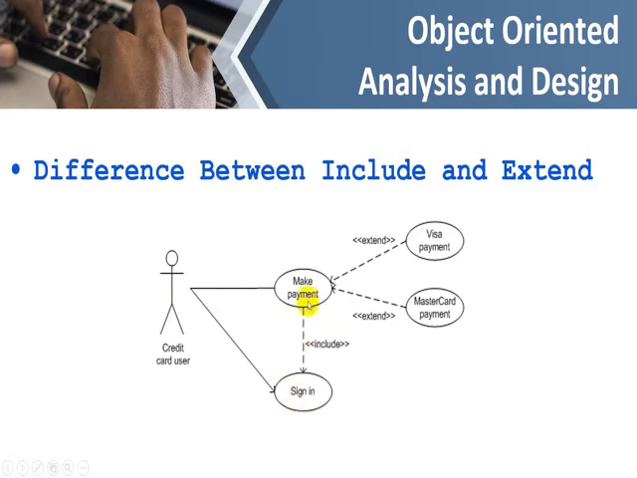And similarly, if he wants to make the payment, it is either, because here we have the extend. So that means he can do this or he may not do this. So now check, he can make payment via visa payment, he can make payment via mastercard payment. So that is why we have kept these two as extend, right? There is either this or this. So this is the difference between include and extend relationship or include and extend association.